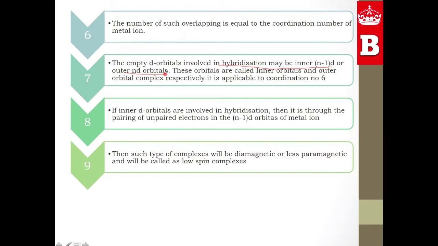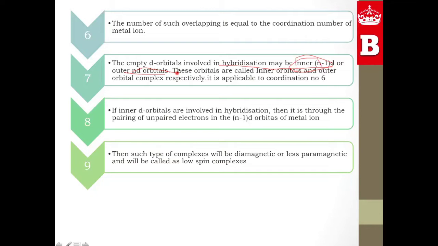For the purpose of our study, we will consider all the 3d as n-1, and it will be the inner orbital, and all the 4d orbitals will be nd. Each n-1 d orbital participating in hybridization will be called an inner orbital complex, and each nd orbital participating in a hybridized metal complex will be called an outer orbital complex.